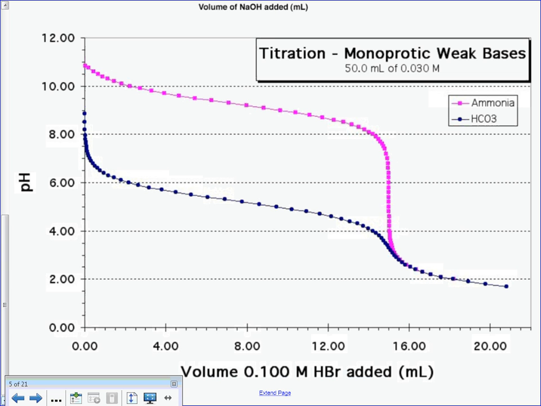But you can see that I have my base, I'm slowly adding acid, boom, there's the vertical section. So I'm going to do this one in green. So here's my vertical section, and here's my vertical section. What's the equivalence point pH?